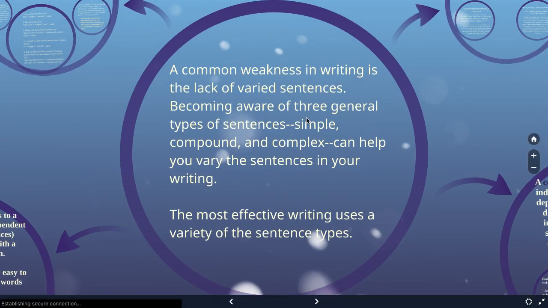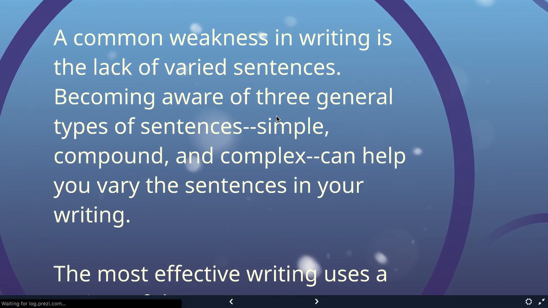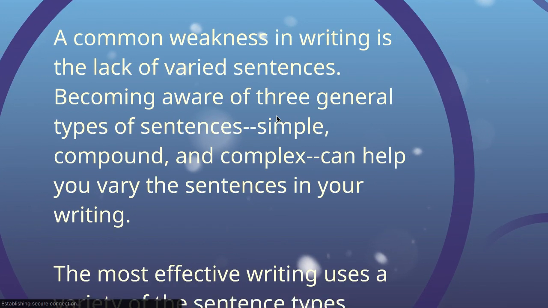All right, so the first part we've got right here, and this is where we're going to start with the notes. Notice you have some lines to fill in here. A common weakness in writing. By no means am I saying you are a weak writer, and this isn't a speech reserved only for English 10 students. This could go for Honors 11, AP, seniors, and all that. A common weakness in writing is an overall lack of varied sentences, meaning sentence structure and sentence length. Becoming aware of the three main types of sentences, and this is when you would start to fill stuff in, which are simple, compound, and complex. Being aware of these can certainly help you vary the sentences in your writing.